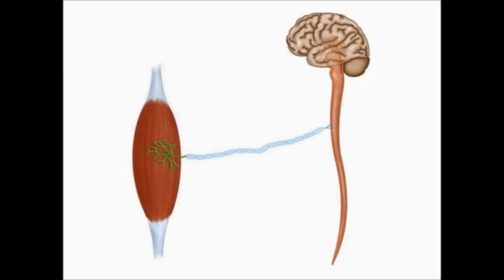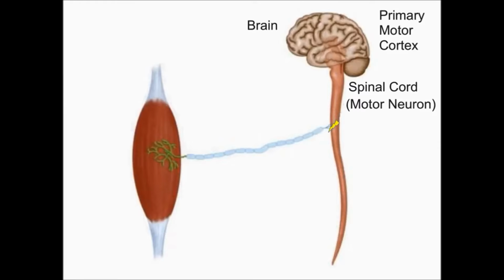So where does this electrical impulse or action potential come from? The action potential is initiated in an area in the brain called the primary motor cortex. From the primary motor cortex, the action potential will travel down the spinal cord through a motor neuron. And that motor neuron will synapse with another motor neuron from the peripheral nervous system before reaching the muscle. Once at the muscle, the action potential will initiate a cascade of events that causes a muscle contraction.